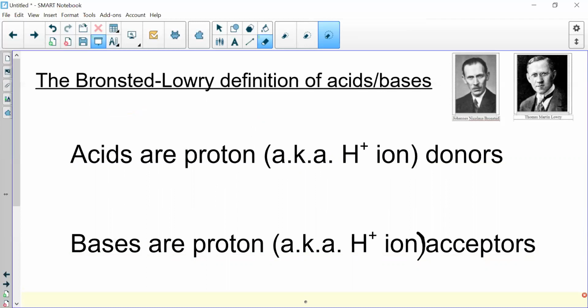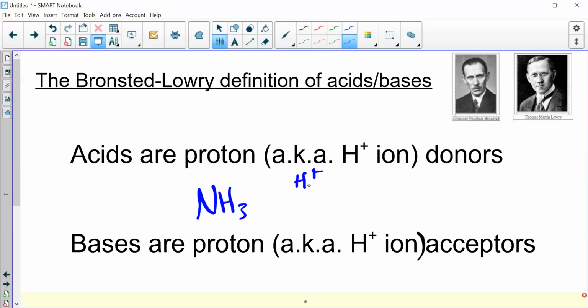Bases are also known as H plus ion acceptors. So anything that accepts an H plus can now act as a base. And this fits our model nicely because, for example, if we have NH3, ammonia, and we add an H plus to that, imagine an H plus, or a proton, comes by and bonds with that.